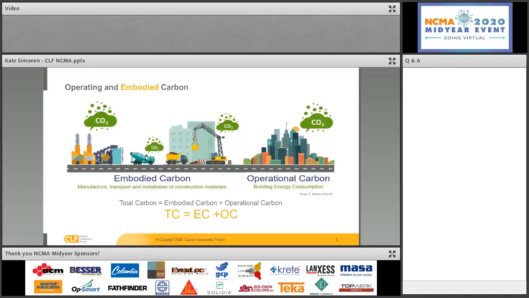So if we're looking at a total life cycle carbon assessment of a building, we want to look at both the material impacts and the operating impacts. And if we look at buildings built today and their impacts between now and 2050, where global climate targets are set, as much or more than 50% of the impacts can be related to the material.